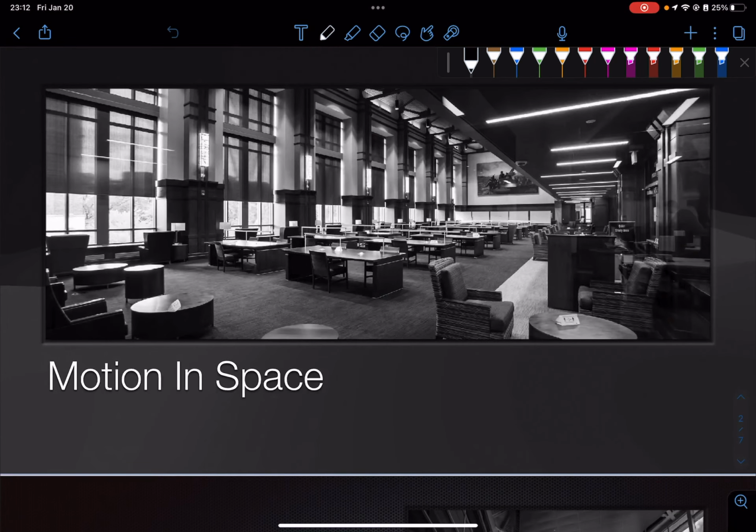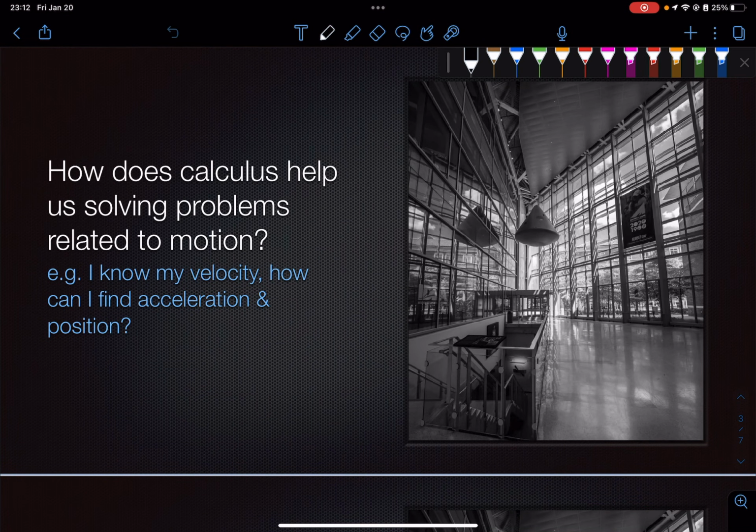Today we're going to talk about motion in space, and this is the application of what you have learned in the previous two lectures. And so the first question I have for you is, how does calculus help us solve the problems related to motion? So I'll give an example right here. If I know my velocity, how can I find my acceleration and position?